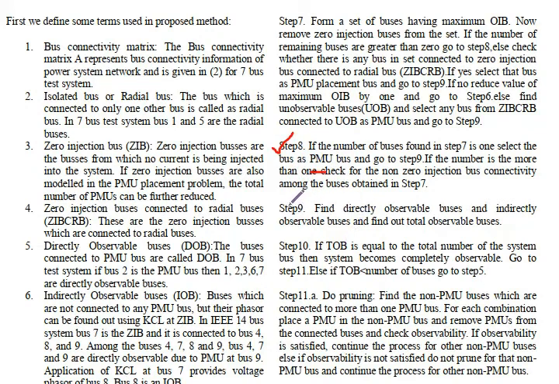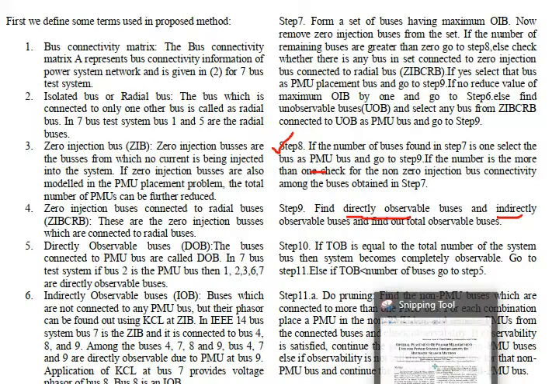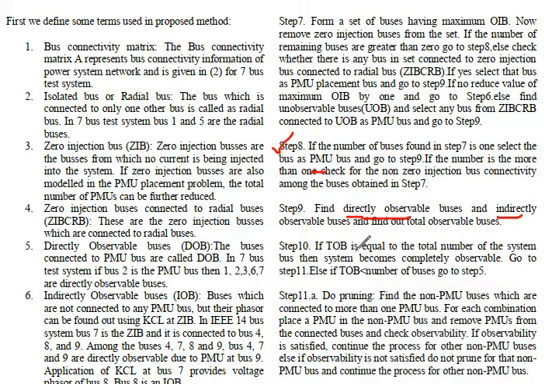Step number 9 is simple: find out the observability of the system by finding the directly observable and indirectly observable buses. We will also go through the MATLAB code, and then it will be clearer for you to understand these terminologies and this procedure for the optimal placement of phase measurement units.